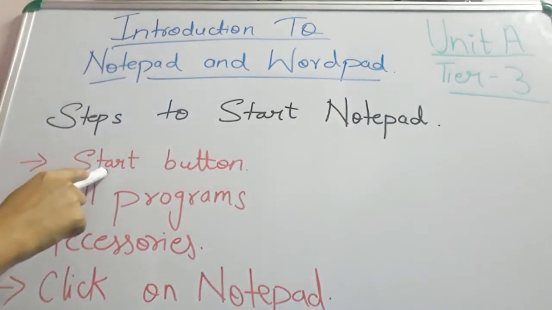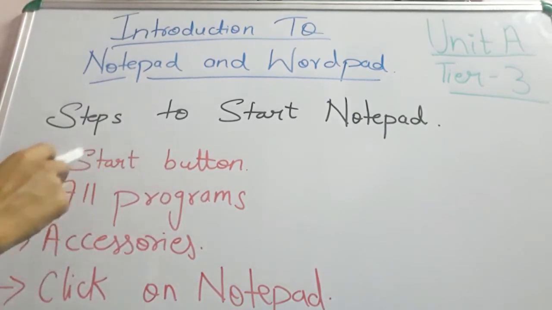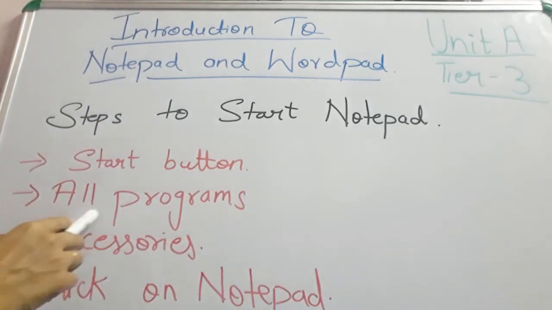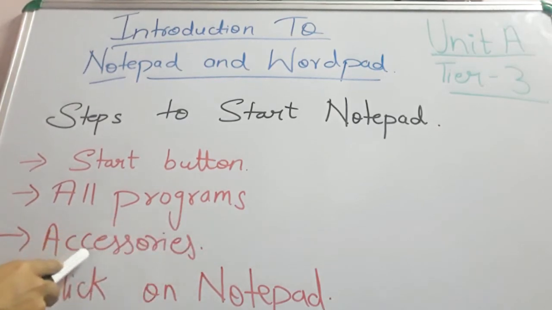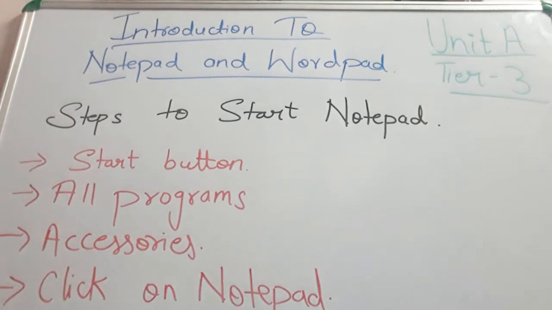First of all, the first step is to click on the Start button on your screen. After clicking on the Start button you will see different menus. On that you have to click on All Programs. Then after clicking on All Programs you'll get the option of Accessories. Just click on Accessories and then there will be the option of Notepad. You will click on Notepad and the Notepad page will open in front of you, on which you can type any few lines about anything and then you can save your file.